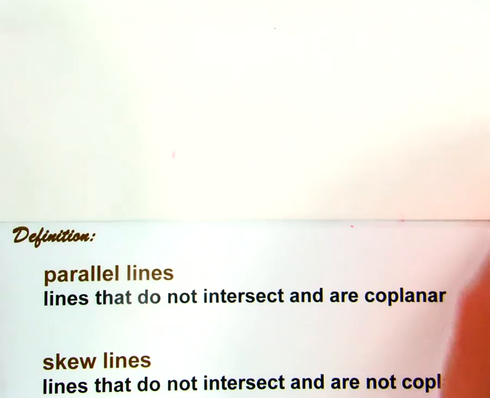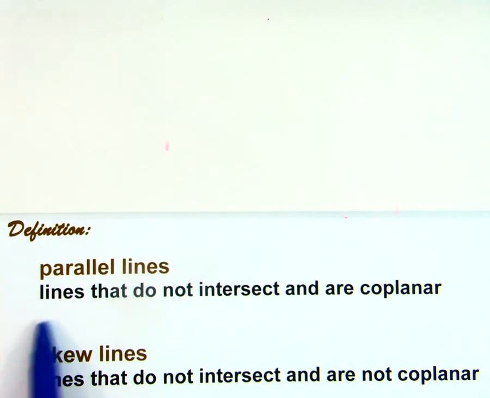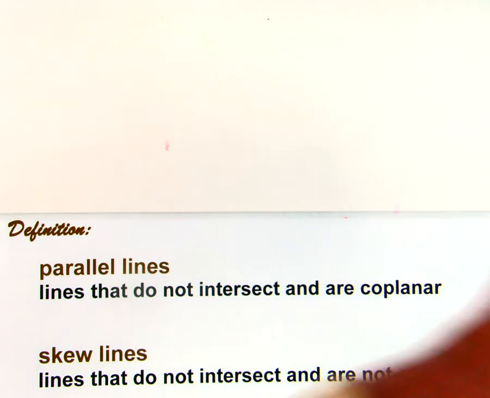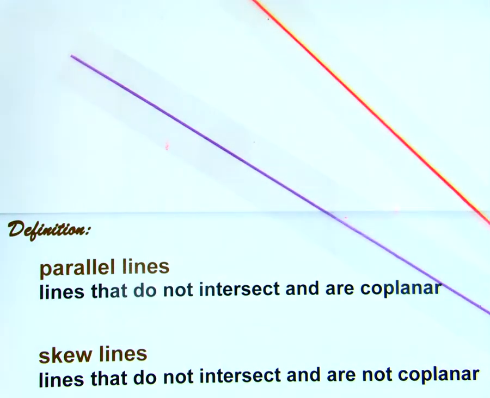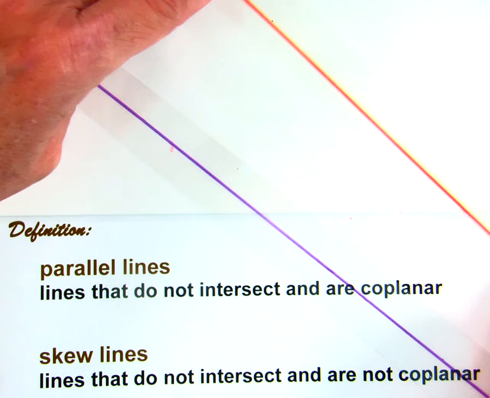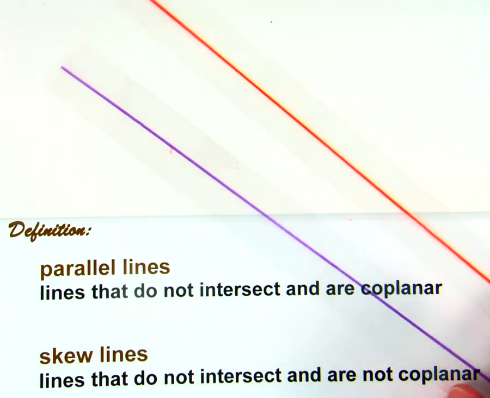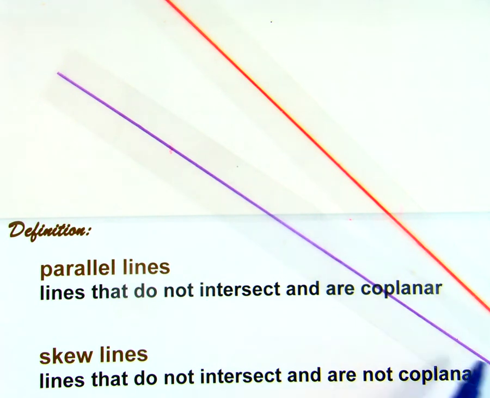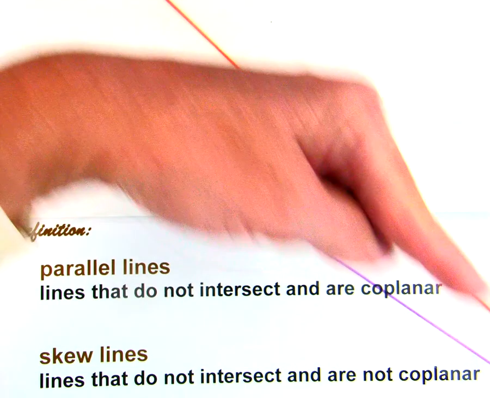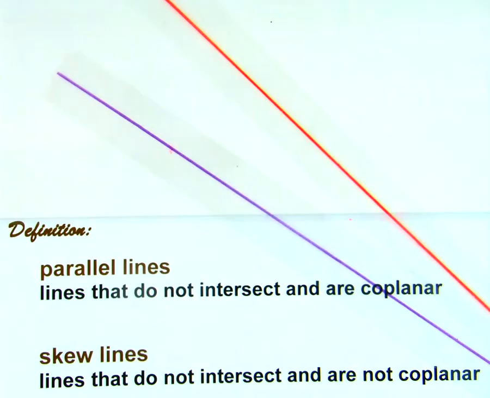A couple of definitions. Parallel lines are lines that do not intersect and are coplanar. So here, if we have two lines, they're in the same plane, they're lying on this white surface. They do not intersect, they're in the same plane, they are parallel. Okay, well, what if I did like that? Oh, they're going to intersect somewhere out there. So they will intersect when they're extended.